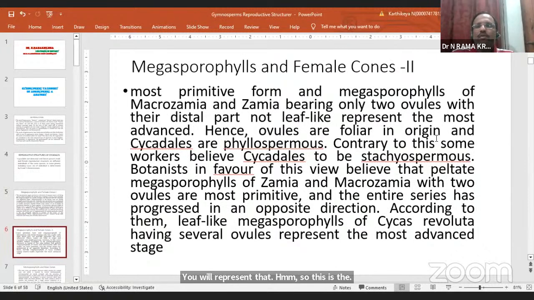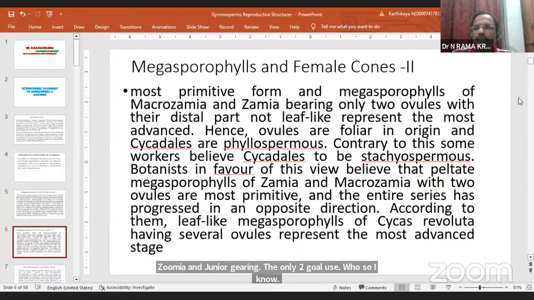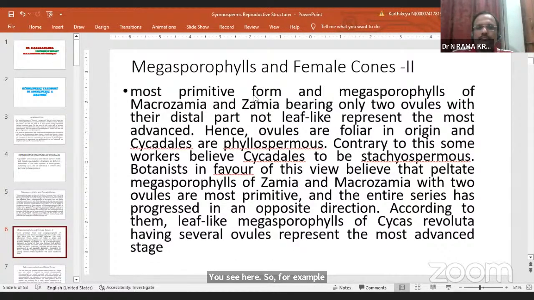This is the most primitive form of megasporophylls, with Macrozamia and Zamia bearing only two ovules. Now you see here, for example, these megasporophylls: you are looking at 1, 2, 3, 4, 5. Sometimes you are looking at only one or two, sometimes more than three or four. So which ones are the ovules here?